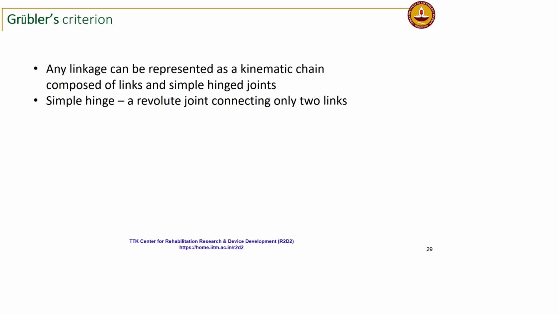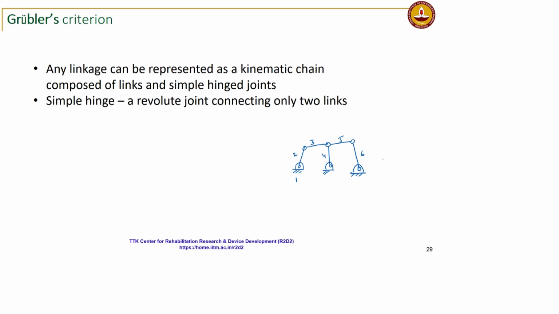It does not say that the links have to be binary. So, for instance, if I have a mechanism like this, and I want to represent this only with simple hinge joints. This is a 6 bar mechanism. I have not put a weld here. So, these are separate links 1, 2, 3, 4, 5, 6. You will find that it has mobility equal to 1.